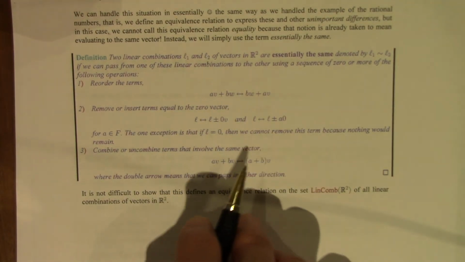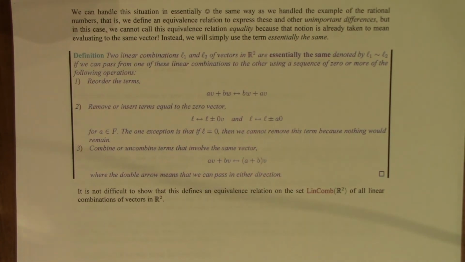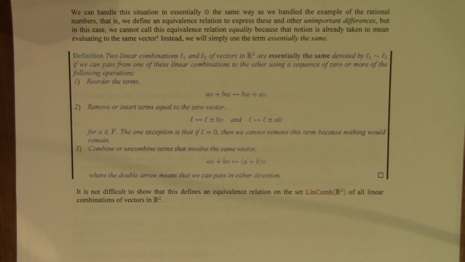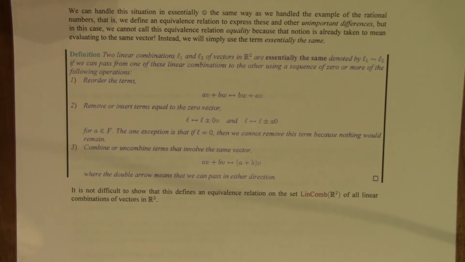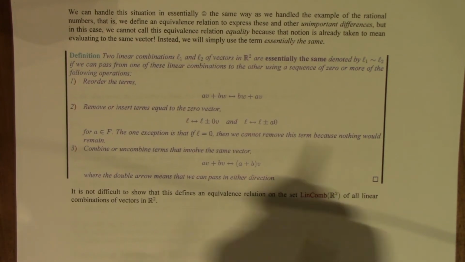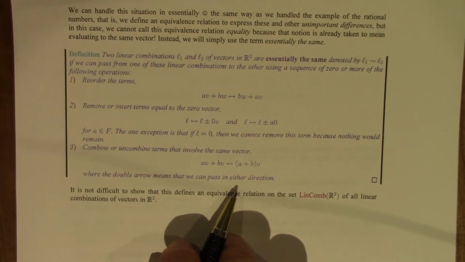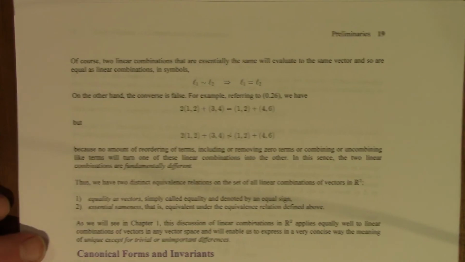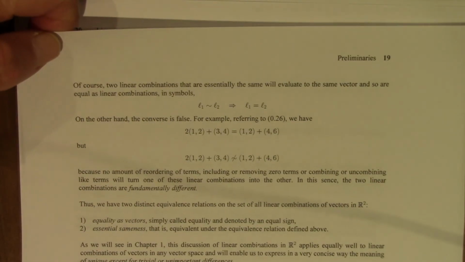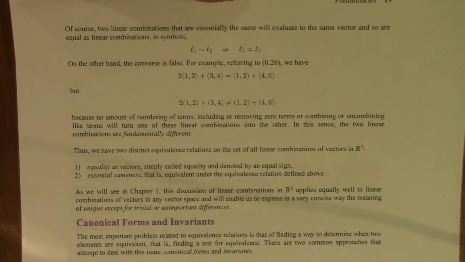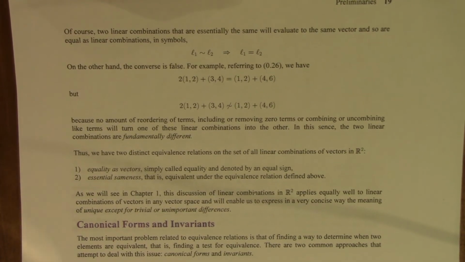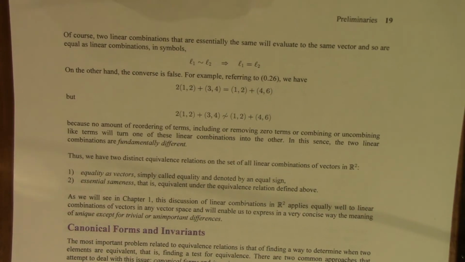So these three operations, if you will, describe the unimportant differences between linear combinations. Any other differences are important. This is pretty easily shown to be an equivalence relation, and I'll let you think about that. Of course, if two linear combinations are essentially the same, they will evaluate to the same vector. The unimportant differences don't change the value of the linear combination as a vector.